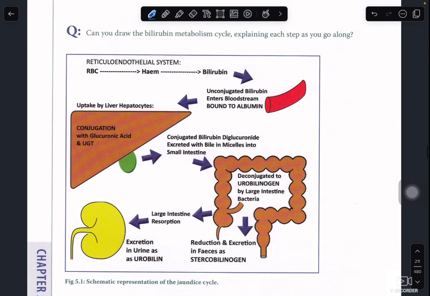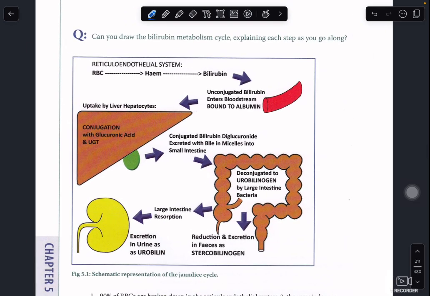So here we'll see a schematic representation of the jaundice cycle. The examiner can also ask, can you draw the bilirubin metabolism cycle, explaining each step as you go along. So in the reticuloendothelial system, RBC, as we have discussed, will release the heme that is converted into bilirubin. Then unconjugated bilirubin enters the bloodstream bound to albumin.